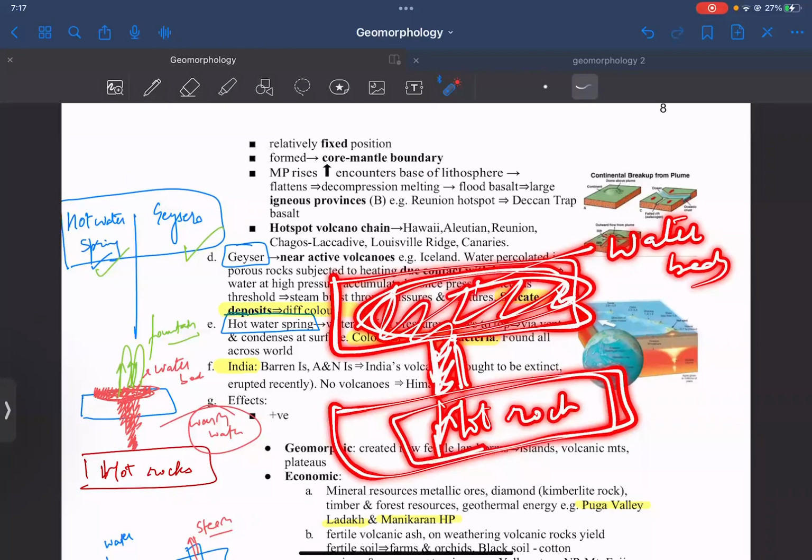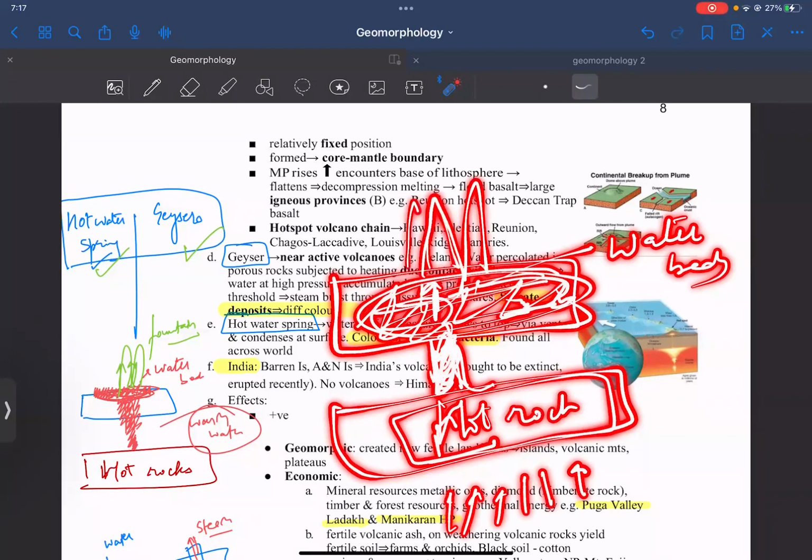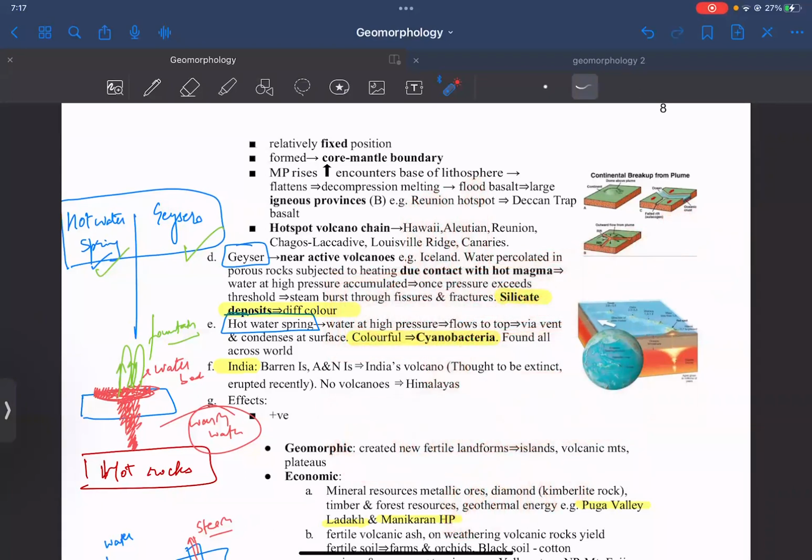And where hot rocks would be present, wherever cracks are present through which lava from the magma chamber is able to rise, first of all. Secondly, if this water gets heated up beyond 100 degrees Celsius, and also with the presence of water, what will happen? Water will rise at a fast pace and create fountains. That is known as geysers. Just remember this. In geysers, we find a bit of color. It is due to silicate deposits. Hot water springs are colorful because of the presence of cyanobacteria.